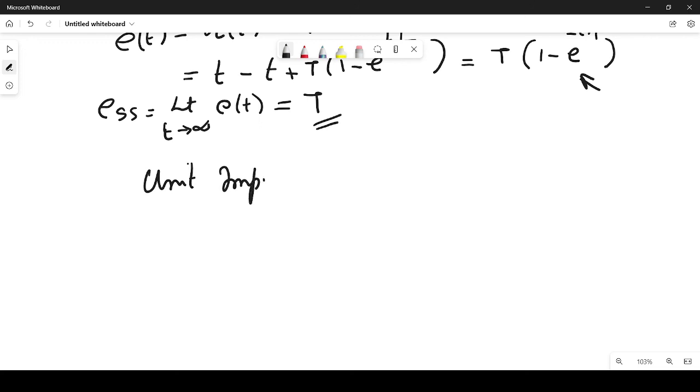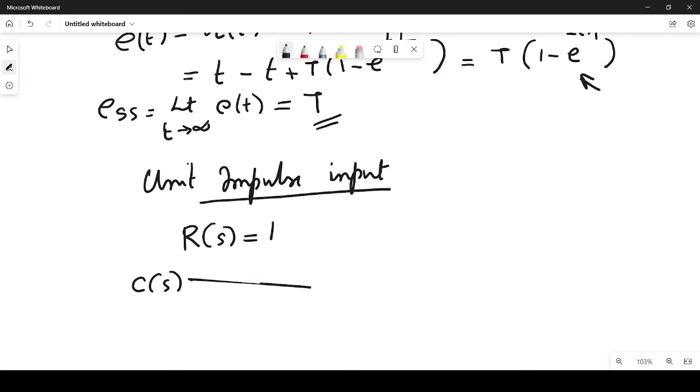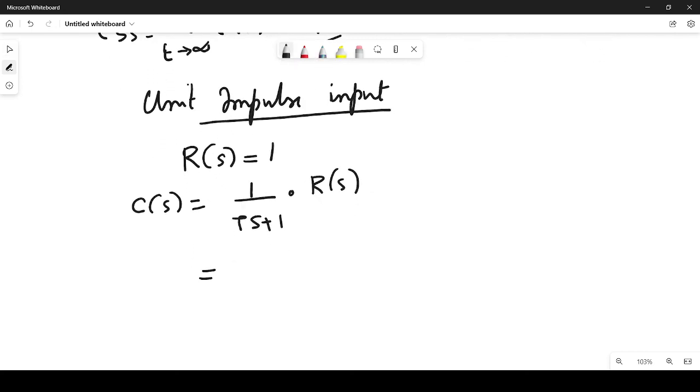Okay. So now we will see the response of the first order system for a unit impulse input. Here we know that for unit impulse input r of s is equal to 1. Now c of s is equal to 1 by Ts plus 1 into r of s. So r of s is equal to 1 for a unit impulse input. So we'll be getting it as 1 by Ts plus 1. Here I can just write this as 1 by T, taking it out, so we'll be getting s plus 1 by T.